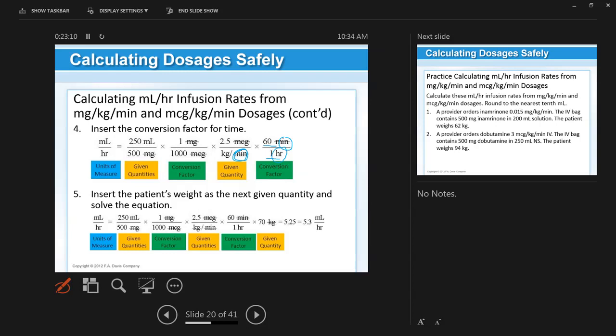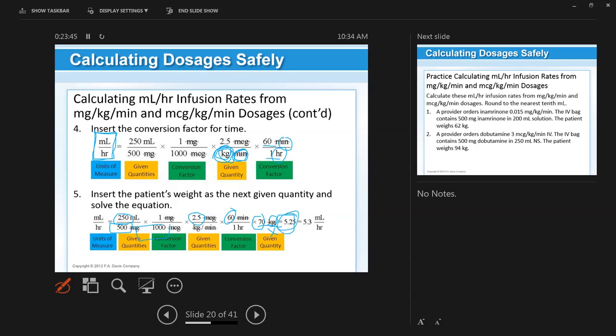We still have kilograms left over down here, and our problem's not asking for anything with kilograms. So that means we need to somehow eliminate that label from our equation. Since kilograms is on the bottom, we need to have it on the top, and so we can put the line over X if that's less confusing for you. So in your calculator, you're going to take 250 times 2.5 times 60 times 70 divided by 500 divided by 1,000. That will give us an answer of 5.25.